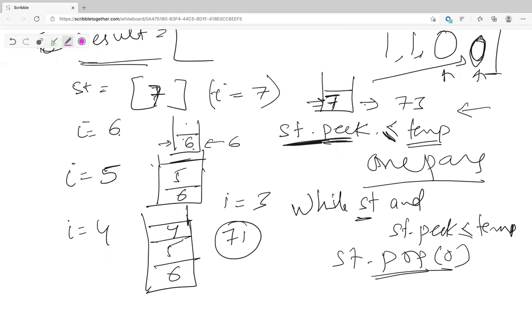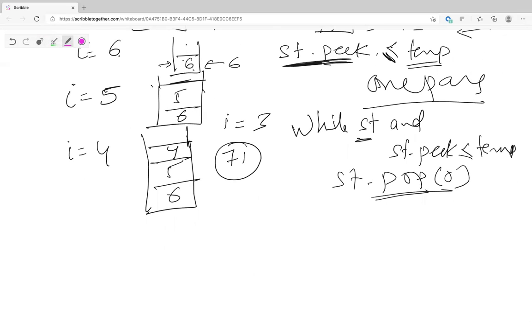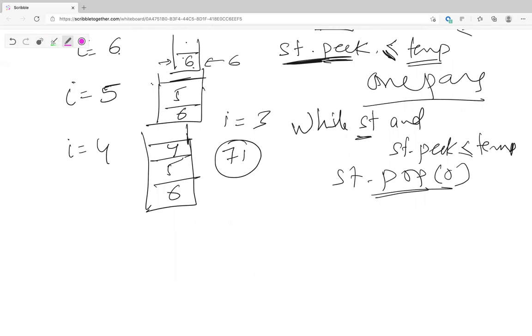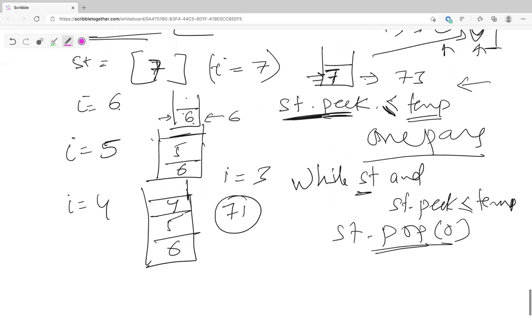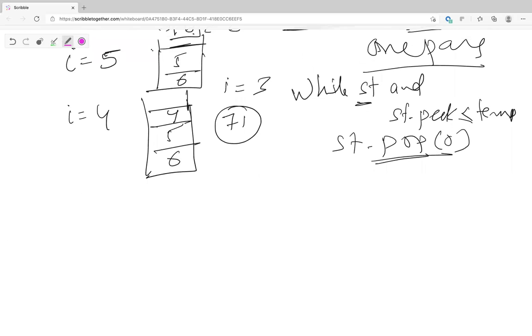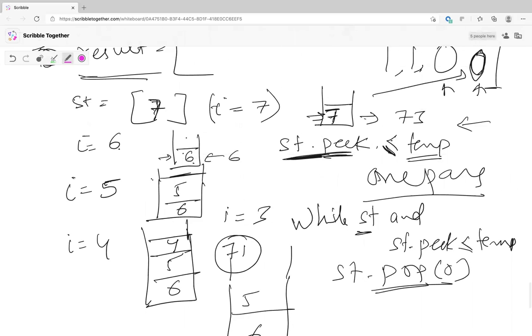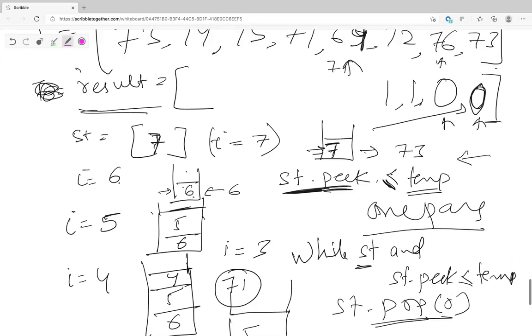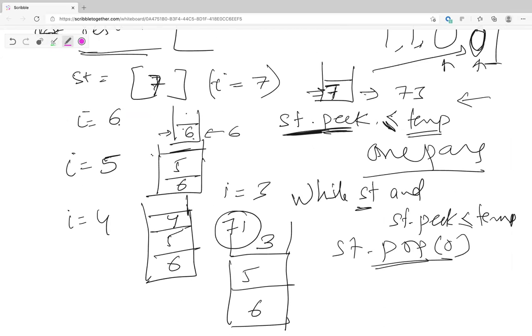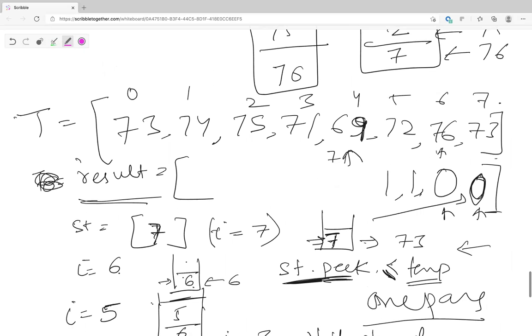Basically it's just an array, I'm popping it from the start. Clear? Okay. Now I got 71. Now what will be the values in my stack? I have 6, I have 5, you have 3, 4. 4 is popped out, so you have 3. So just 3. And till where did I go? Till 5, right?